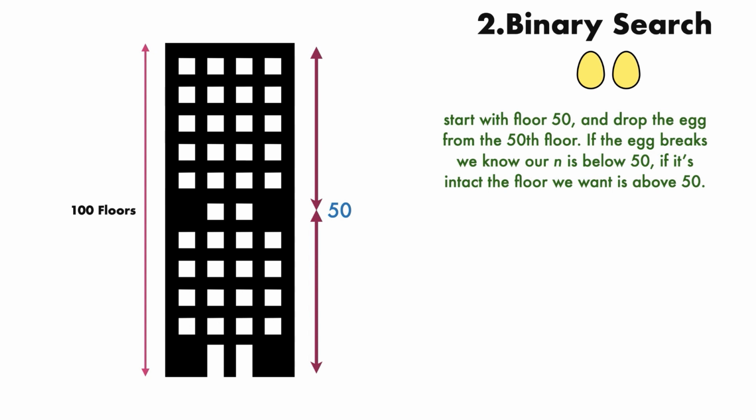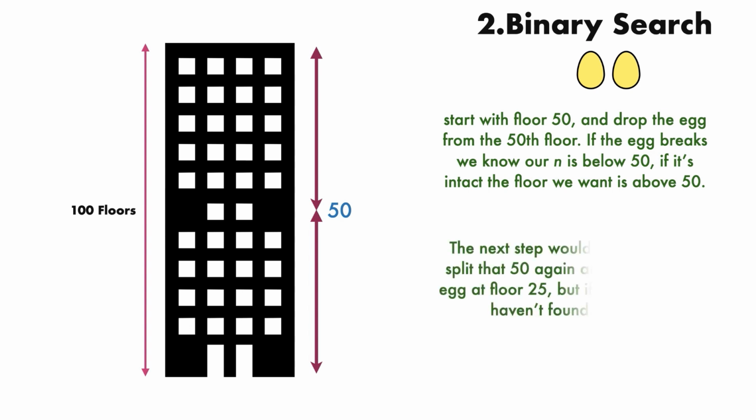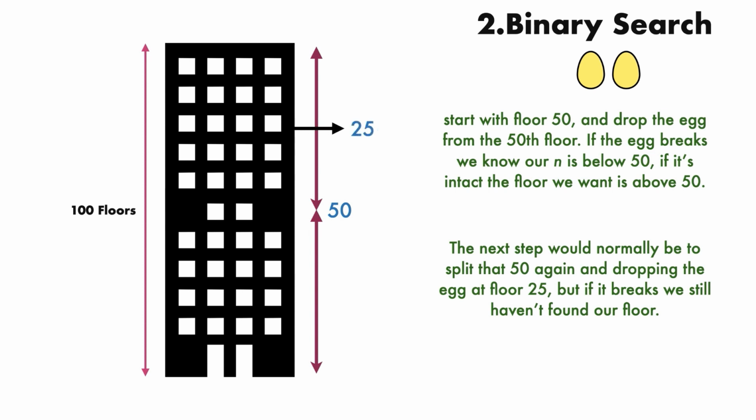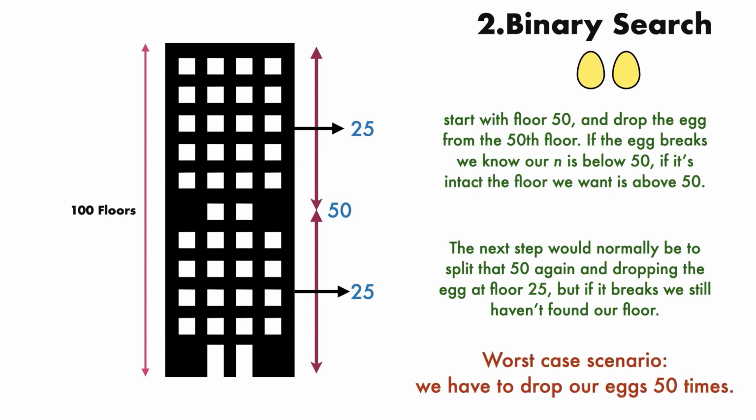Suppose the egg breaks. The problem here is now we have lost an egg and only narrowed down our search by 50 numbers. The next step would normally be to split that 50 again and drop the egg at the 25th floor. But if it breaks, we still haven't found our floor. If it doesn't, we have only delayed the inevitable by one more step, and still no solution. In the worst case scenario, we have to drop our eggs 50 times. So anyway, binary search is not going to help in this case.